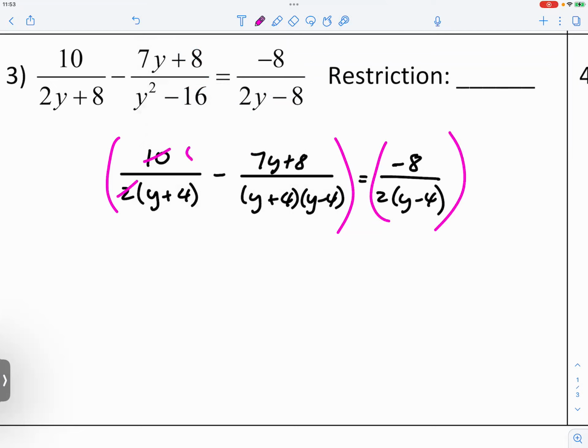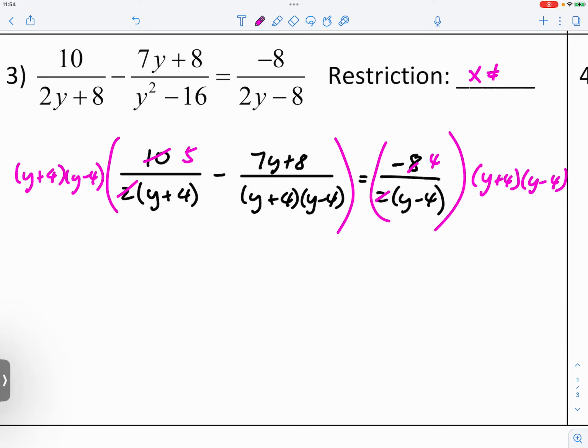Now, actually, I'm going to do this. I'm going to simplify first. Always simplify whenever you could. Because now I don't have to worry about the 2. The only thing I would worry about is the y plus 4 and y minus 4. That's the only thing I would need to worry about. If I did not simplify it earlier, then I would probably need to multiply the 2 as well. And that is just one extra piece of work that I have to do for no good reason.